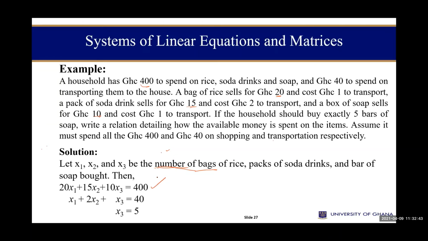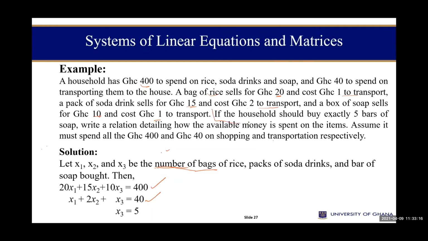Then I have another resource called transportation. To spend 1 cedi to transport rice, 2 cedis to transport soda drinks, and 1 cedi to transport bagos. So you have x1 plus 2x2 plus x3 equals 40 to spend.